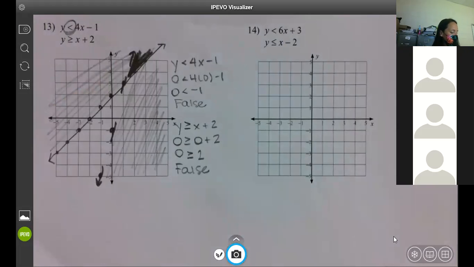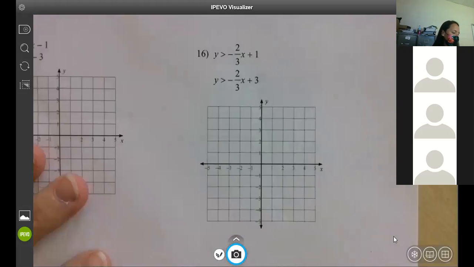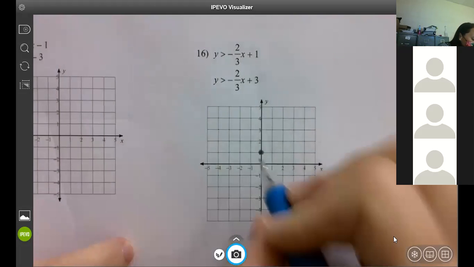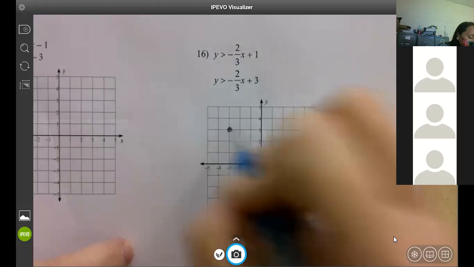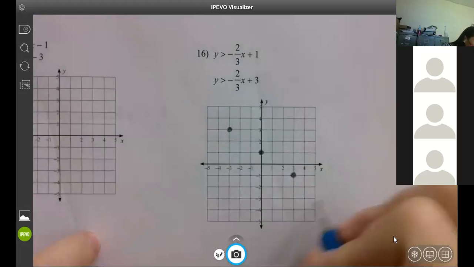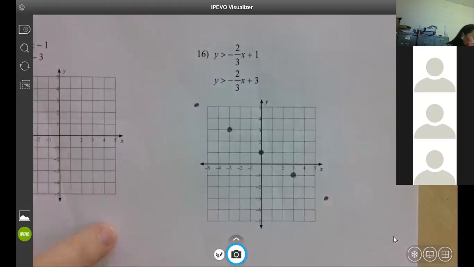I'm going to jump down to number 16. We'll come back to 14. Let's look at 16. How do I graph the first one? How do I move? Negative 2 over 3. So you can either go up 2, left 3, or you can go down 2, right 3. Either way is perfectly fine. If you want to do it again, so it stretches across the graph, it'll look like that. Solid or dashed? Dashed.